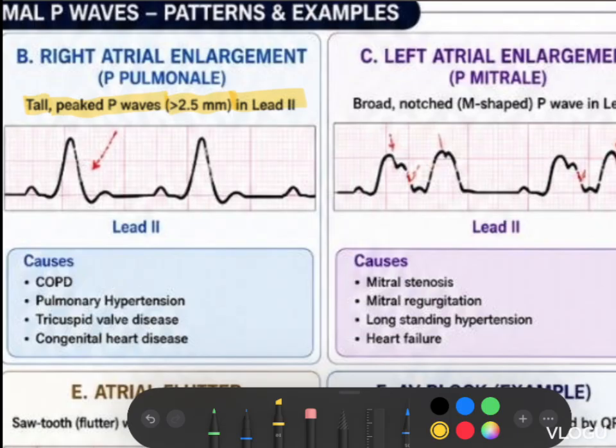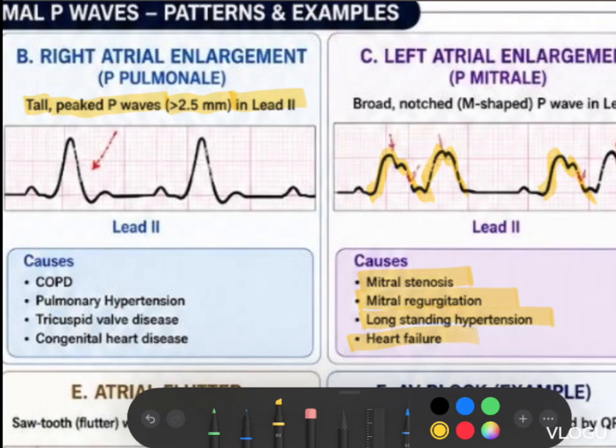Okay, next we can see left atrial enlargement. It occurs mostly in mitral stenosis, mitral regurgitation, long-standing hypertension and heart failure. In ECG findings we can see a broad P wave. In this P wave you can see an M type, one slope heavy and another small. So this is a broad, notched P wave, or an M-shaped appearance, especially in lead 2.